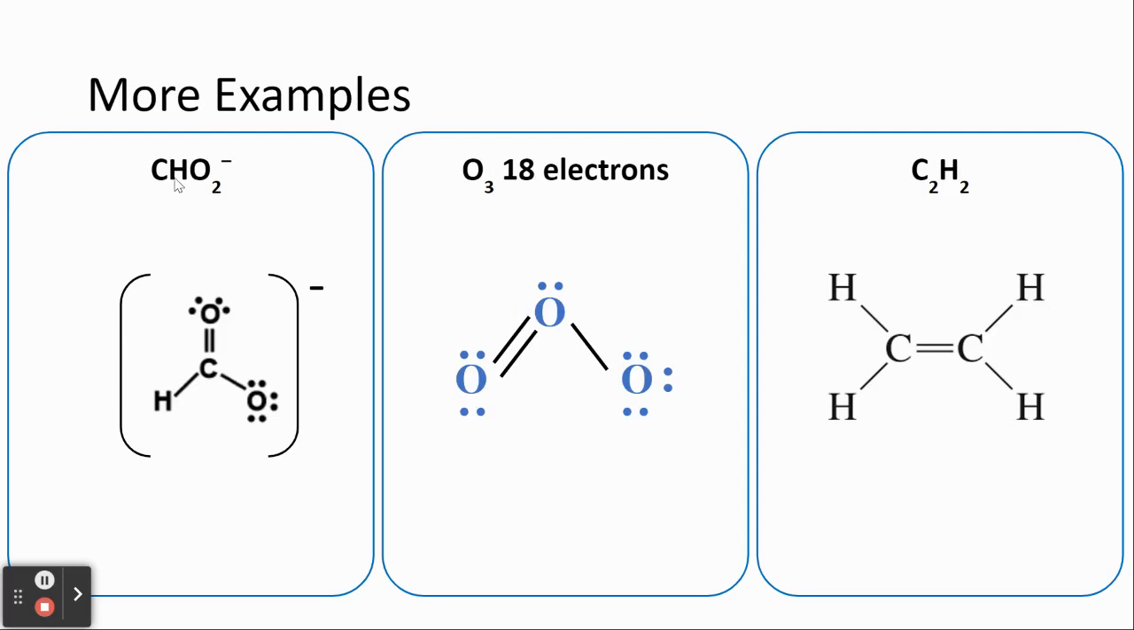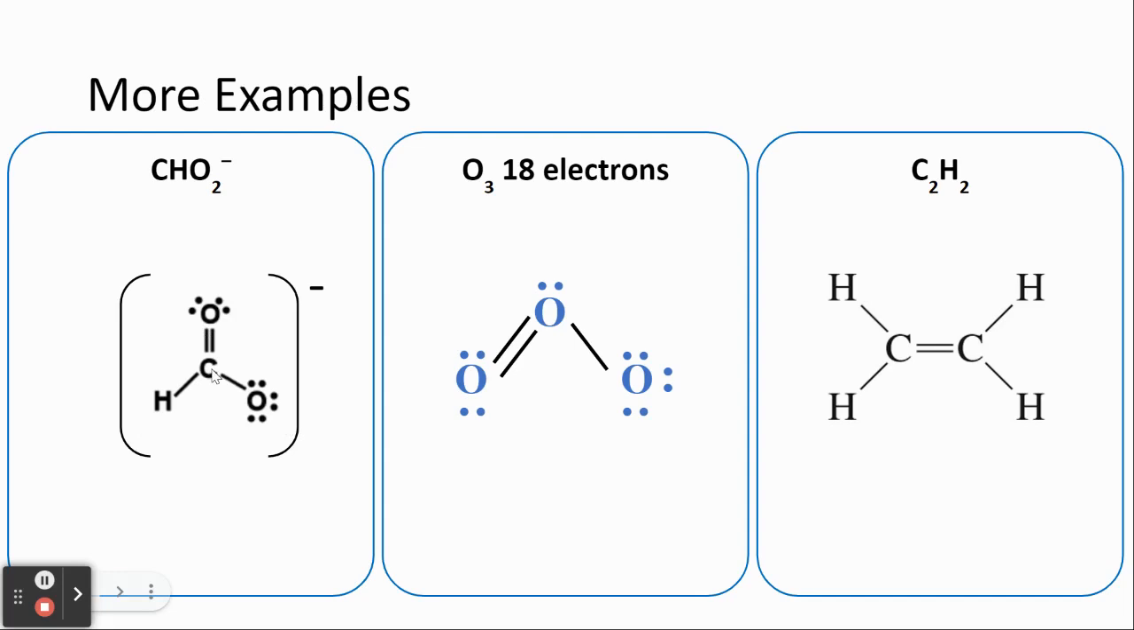Let's say we've got CHO2 with a -1 charge. So carbon has 4 valence electrons. Hydrogen has 1 valence electron. Each oxygen has 6 valence electrons, and there are 2 of them. And this -1 charge means that this ion has gained an electron. So we've got 4 plus 1 plus 12 plus 1. We've got a total of 18 electrons that we need to distribute into our structure to make everything stable.